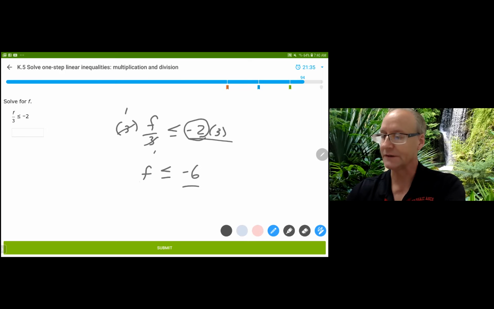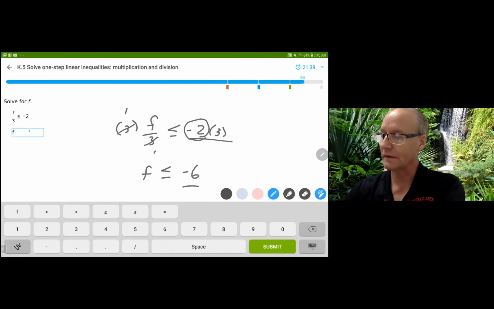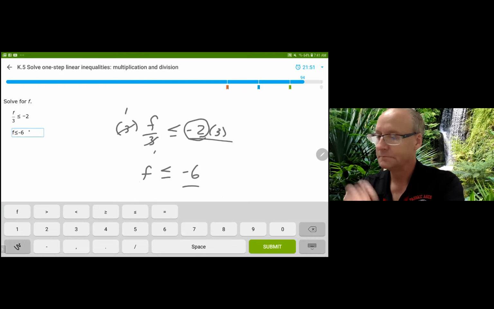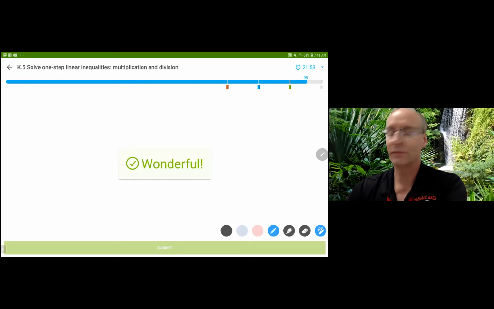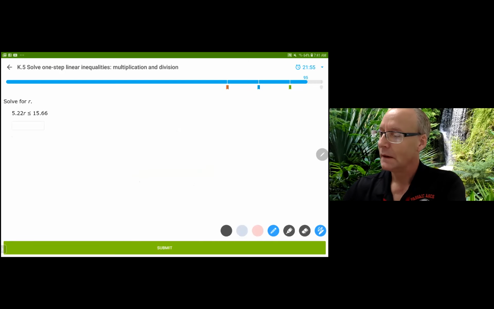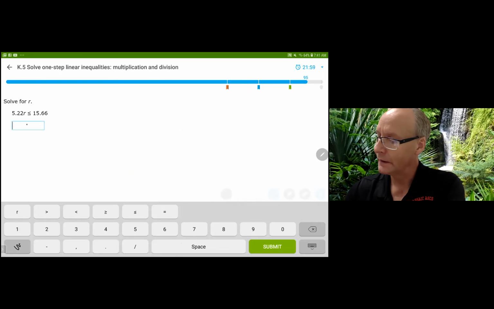So be careful. It is a really easy mistake to make. And it seems like I'm lying when I say that you have to change the sign when you multiply by a negative. But remember, that only happens when you multiply both sides by a negative, okay? And we're almost done. We're going to divide by 5.22, which is going to be R is less than or equal to 3. And yep.